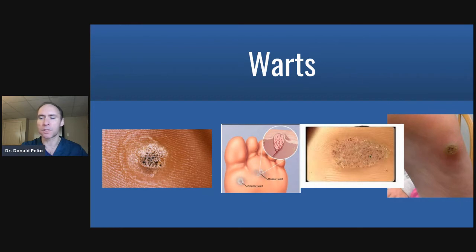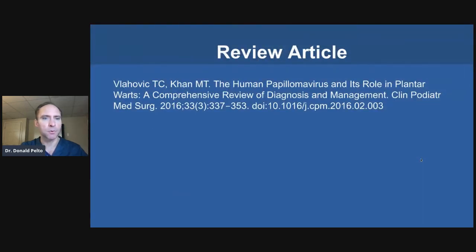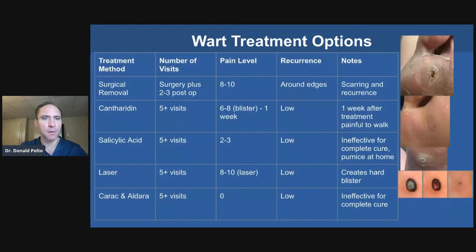Here's a bigger one, which is called a mosaic wart, and that bigger one is very challenging to treat. Here's one that's painful on the outside of the foot. They tend to be over weight-bearing surfaces, and that's why they're quite painful. Here's a review article if you wanted to look at it, but I want to go over the treatment options. These are the treatment options that I give my patients in the office.